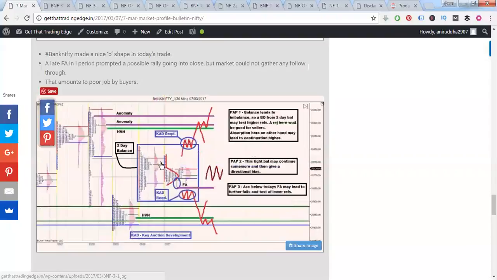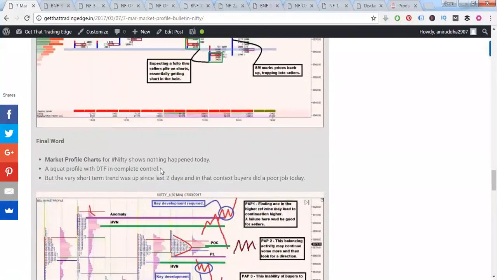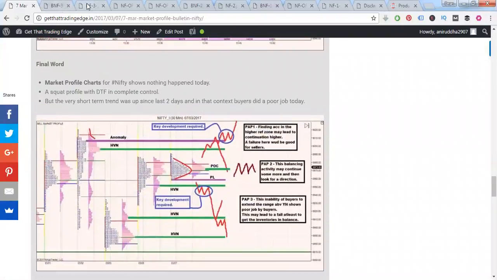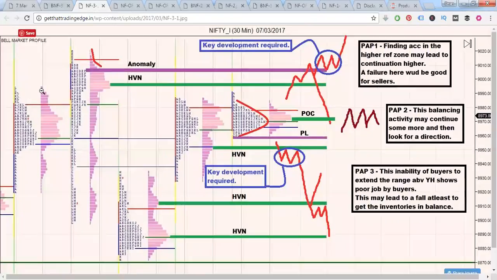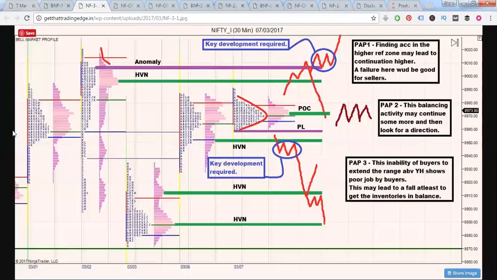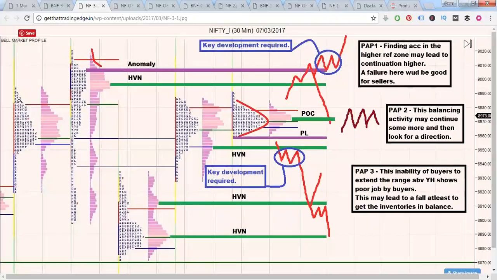Yes. Let me go back to a chart. Yeah, this is Nifty chart. This is the chart I was looking for. Okay. So this day you can use as an example. This was a nice balance which we were talking about. Even on volume profile, you can see majority of volume was traded in this range.